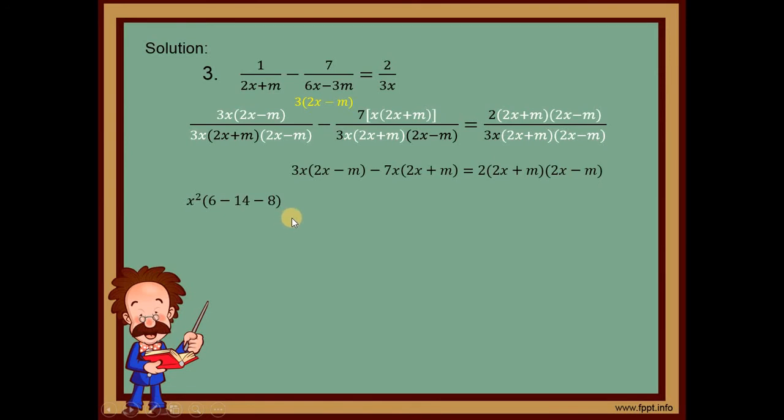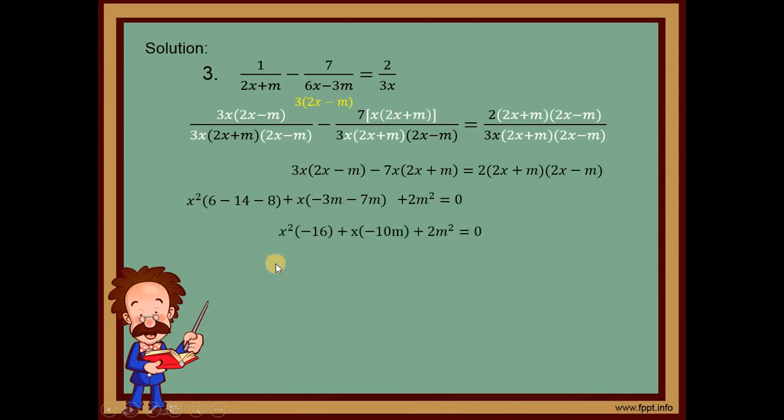Okay, next, lahat ng nagko-contain ng x. Dito sa kabilang side is negative 3m. Dito naman ay negative 7m. Sa kabilang side, walang variable x. Okay? Next. Lahat ng constant. Yung constant lang naman natin is negative 2m squared. So this term, 2 times m times negative m or negative 2m squared. Lipat sa kabila, magiging positive 2m squared. Then equals to 0.